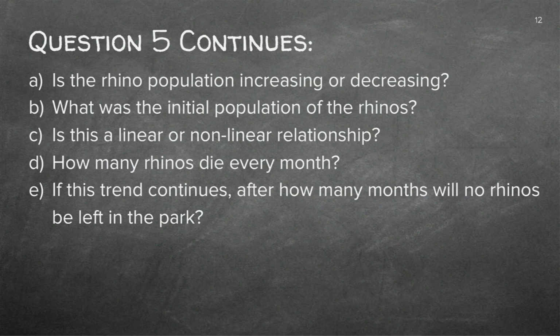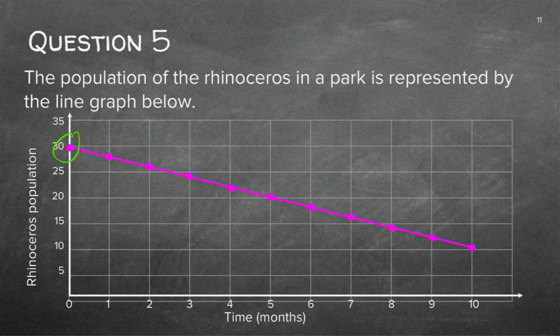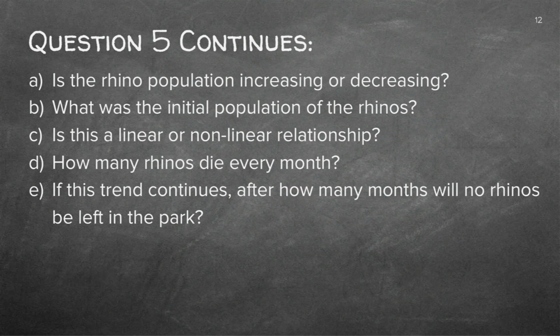How many rhinos die every month? Now we can see there are so many months, and every month, I think we can say it's about 2 rhinos down, about 2 rhinos die every month.